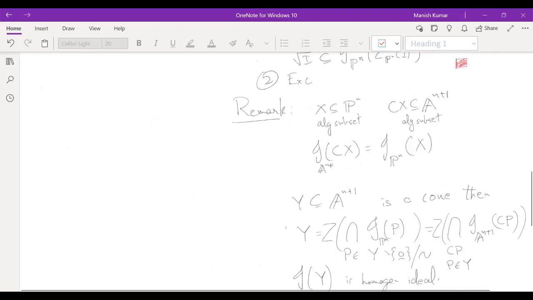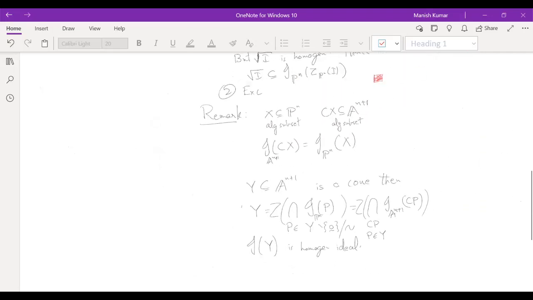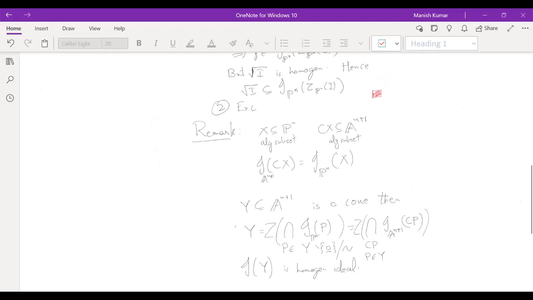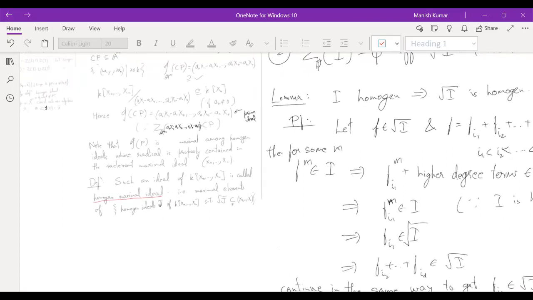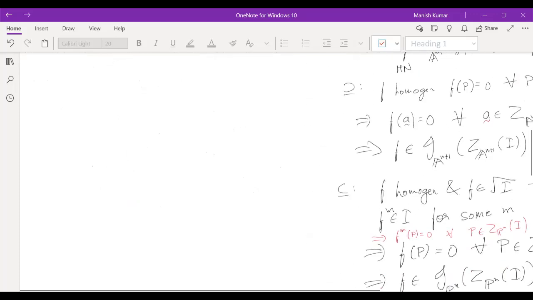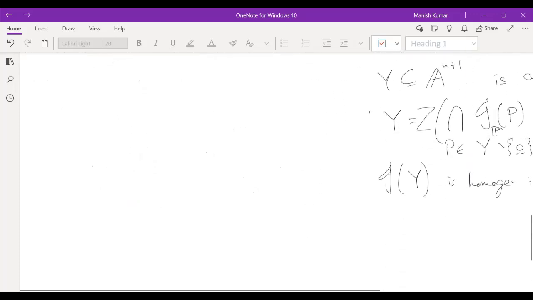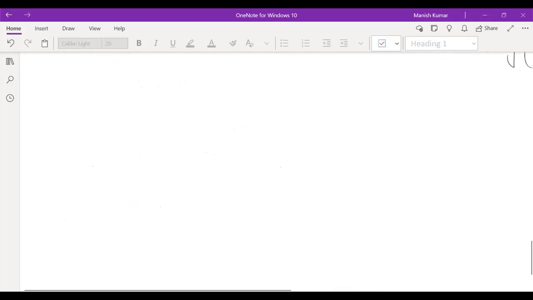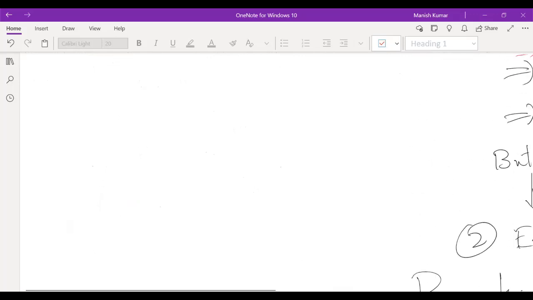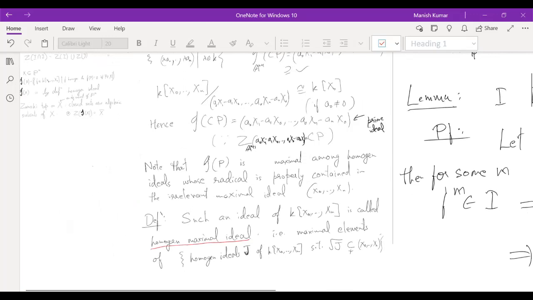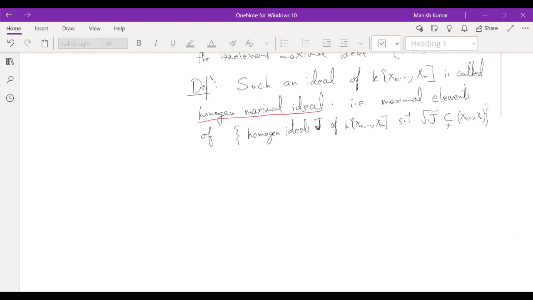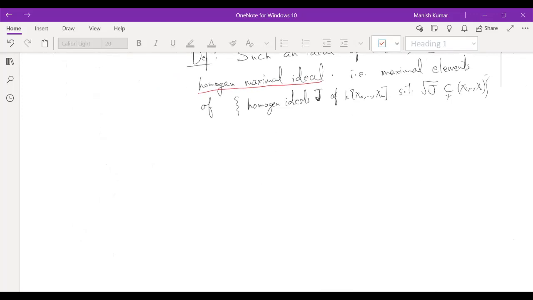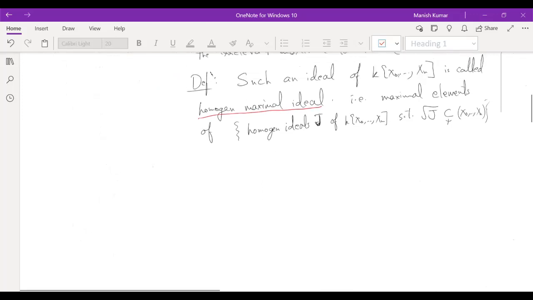Okay, so finally, I wanted to give you a bijection between maximal homogeneous ideals, which we defined as homogeneous maximal ideals, and points of P^n. Let me do that bijection, and then that will be the end of today's class. Maybe I'll write it here so that the definition is handy, and I hope it can be done on this page itself.